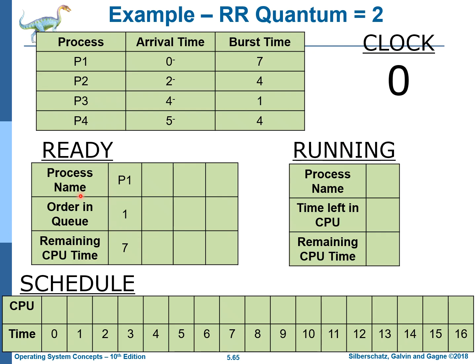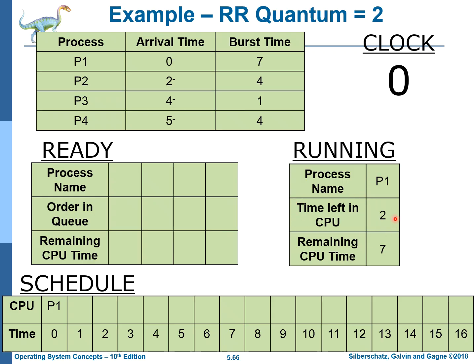It's no longer about arrival time, it's also about the order. Okay, so here at time 0 we have process 1, it's our only process. Our clock is 0 and we want to run P1. So P1 gets scheduled. Now the other thing to note is we have this time left in CPU. This is how long we have until our quantum expires.